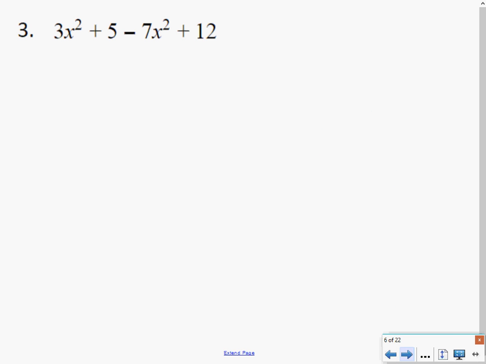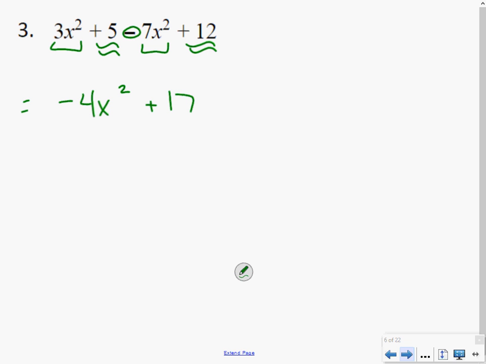Okay, so for number 3, we can combine our x squareds together. Notice, though, that this is a minus sign. So when I'm doing this combination here, 3x squared minus 7x squared, I have to actually subtract to get a negative 4x squared. We also have a plus 5 and plus 12. So those can combine together. Those are just numbers. And that would make a plus 17. So there is our simplified expression.